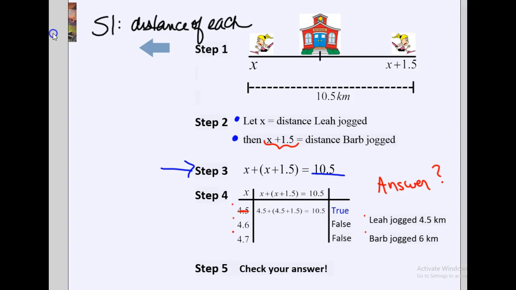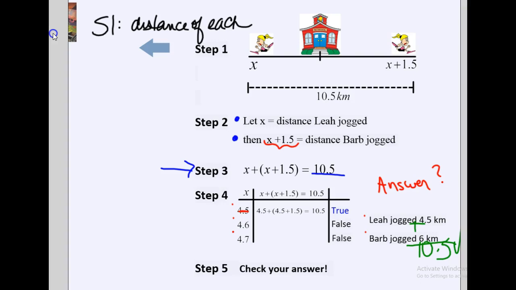Now, the easiest way to show me the check, step number 5, look what I do. I go over here, and if we add those 2 together, what do we get? 10.5. Make sure you put a check there. Nicely done. Okay? Nicely done.